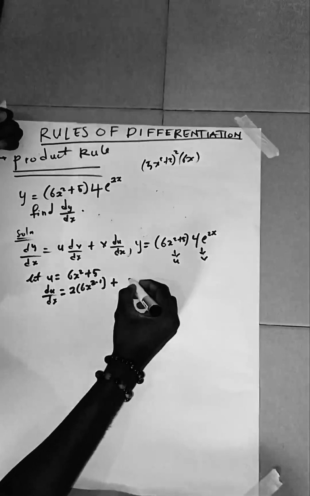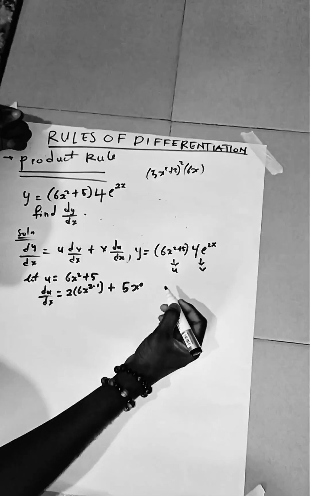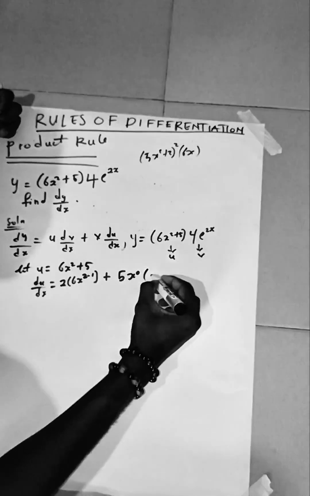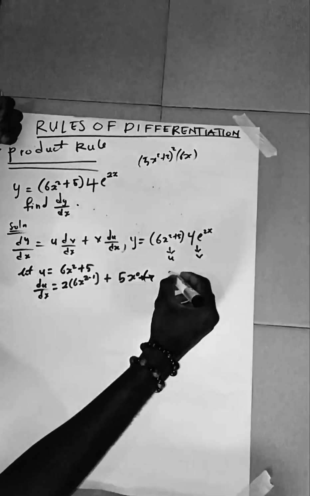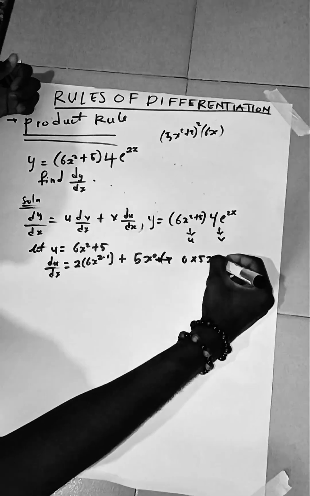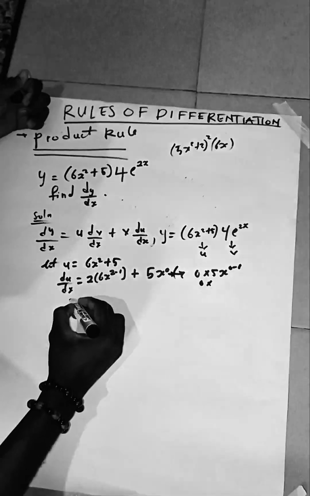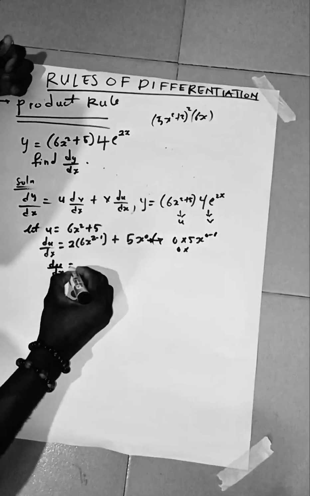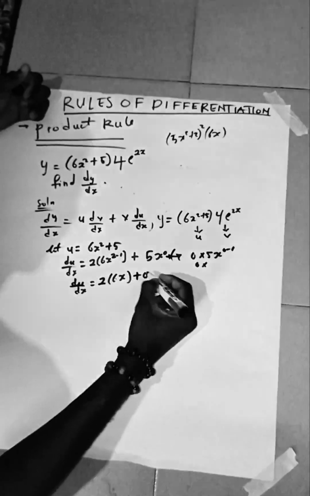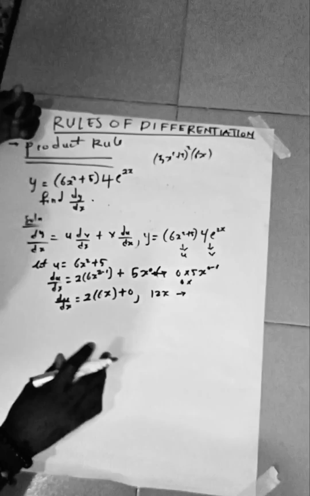Let's just refresh your memory on why. Remember 5 can be written as 5x raised to the power 0, because anything raised to the power 0 is 1, and 5 times 1 is 5. So if we use the power rule on this, it becomes 0 times 5, times x raised to the power 0 minus 1, and 0 times anything is 0. So our du by dx is equal to 2 times 6x plus 0. So our du by dx is just 12x. So I've done the first step.